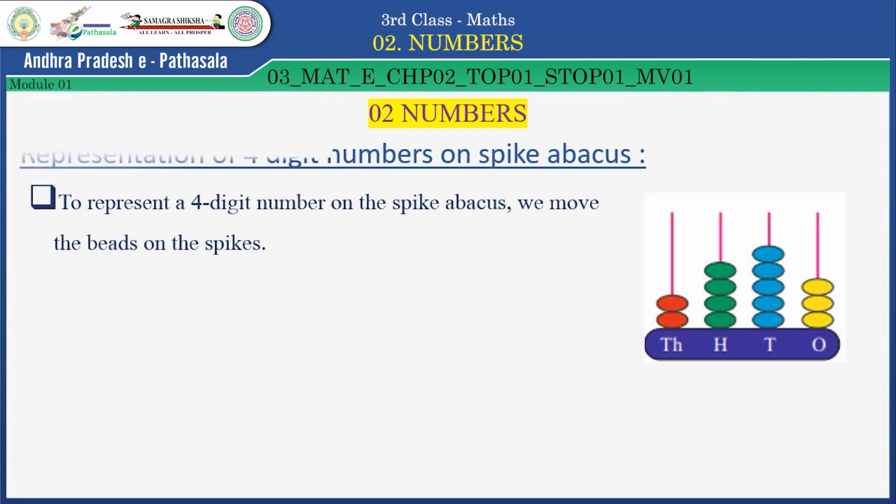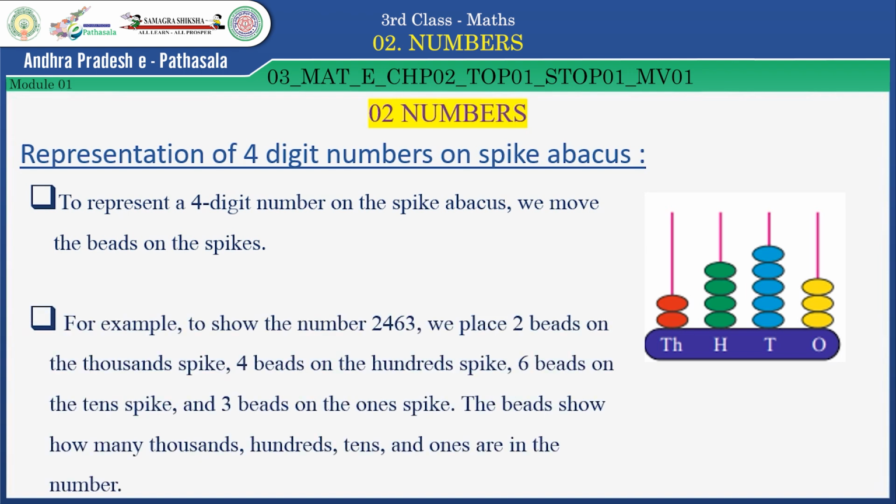To represent a 4-digit number on the spike abacus, we move the beads on the spikes. For example, to show the number 2463, we place 2 beads on the thousands spike, 4 beads on the hundreds spike, 6 beads on the tens spike, and 3 beads on the ones spike. The beads show how many thousands, hundreds, tens, and ones are in the number. Now, let us see some examples.